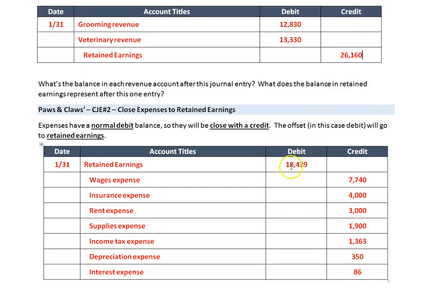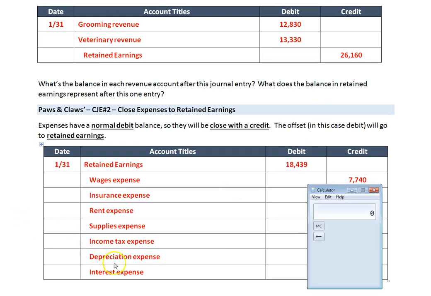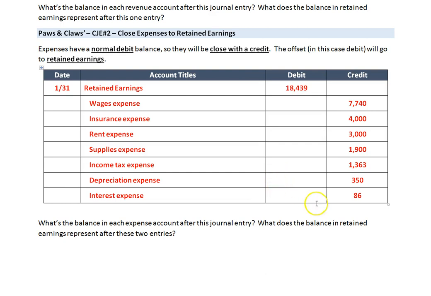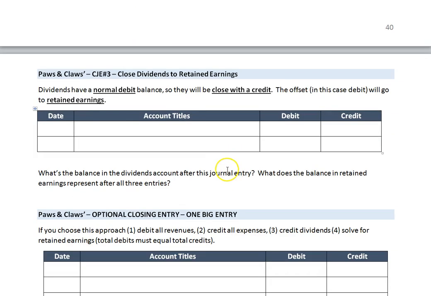If we subtracted them, I mean, it should be the same number. Yes, it is. And it represents net income, because anytime you take revenue minus expenses, it's net income.